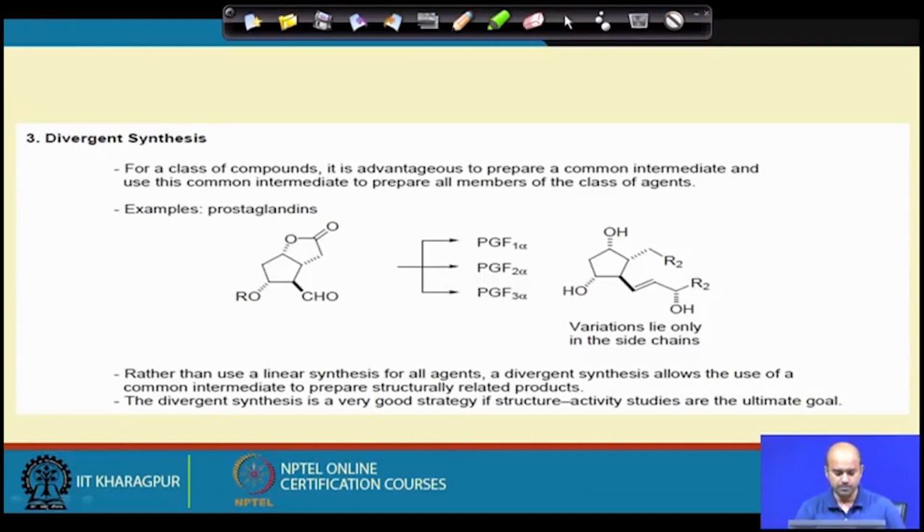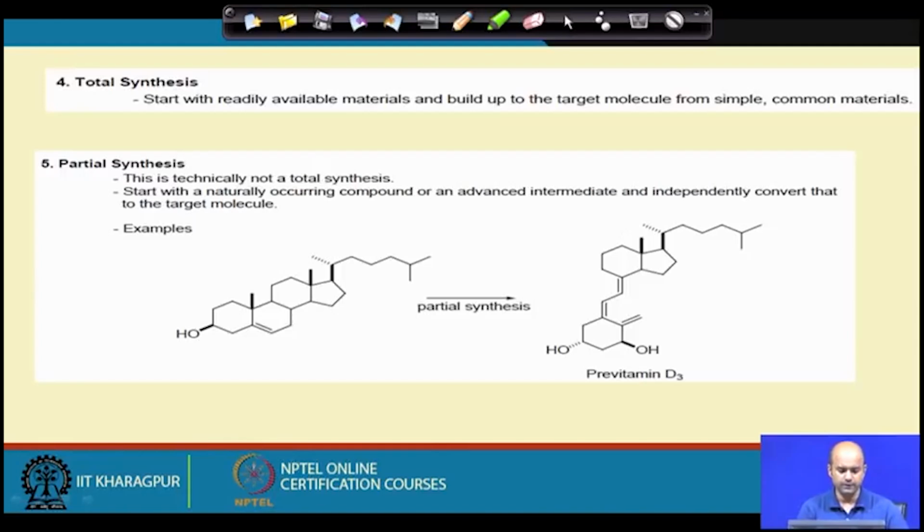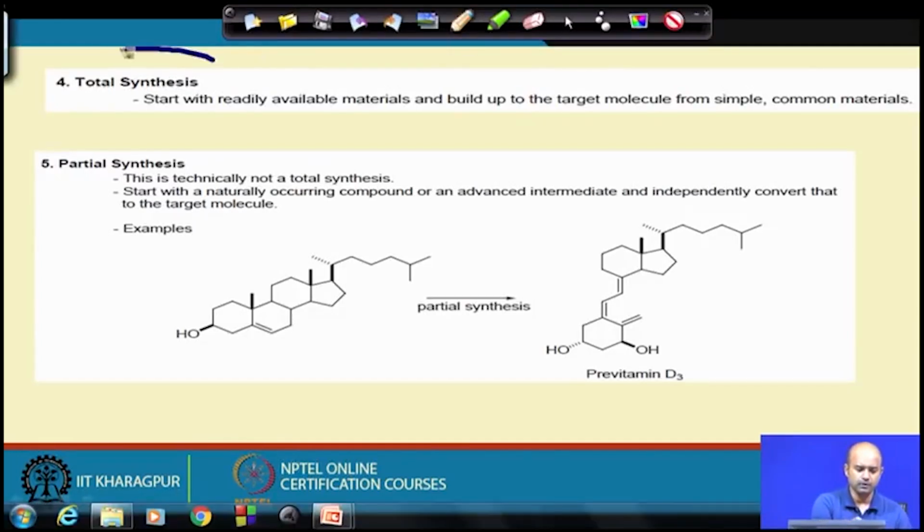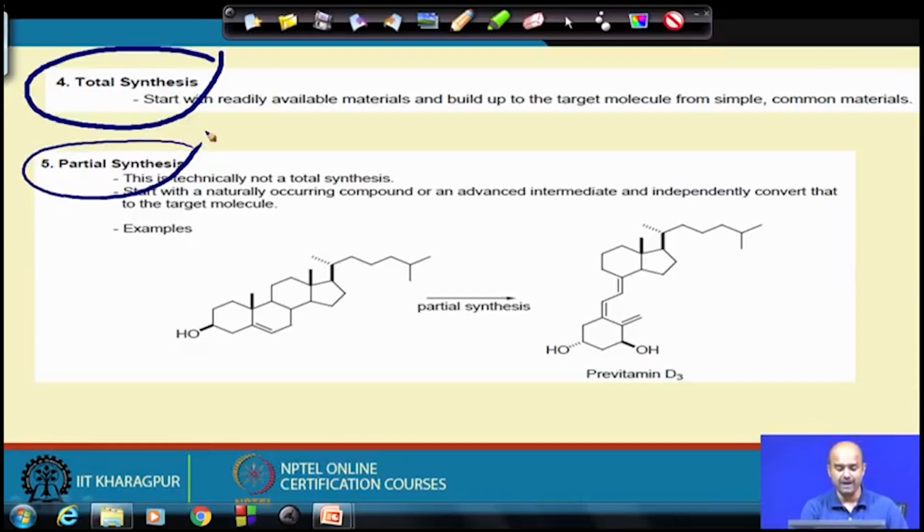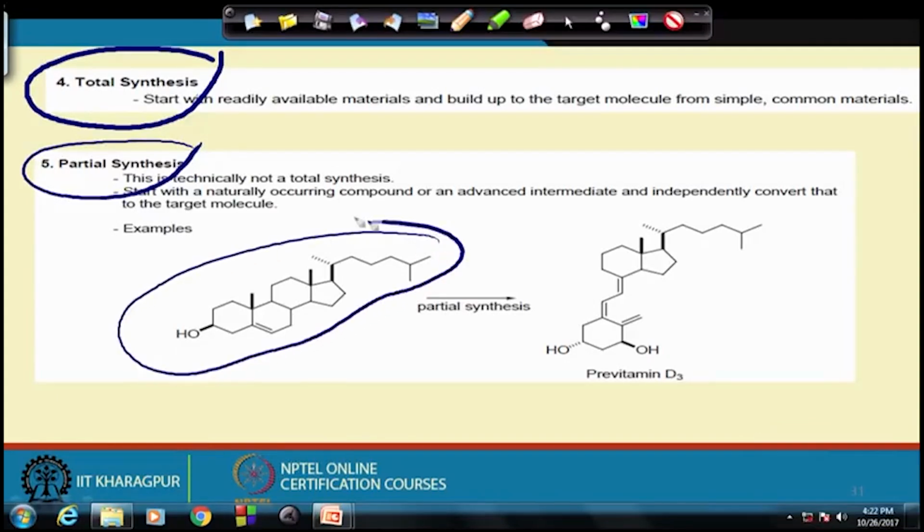Other things we will try to cover in this section. As I said, this terminology is already known to you. It is called total synthesis. Somehow we have to make the molecule; that is the final goal. Partial synthesis we sometimes use, which means that you start with a known starting material which is available to you. This material you are not making, then you use some normal transformations and get the final target molecule. This is called partial synthesis.